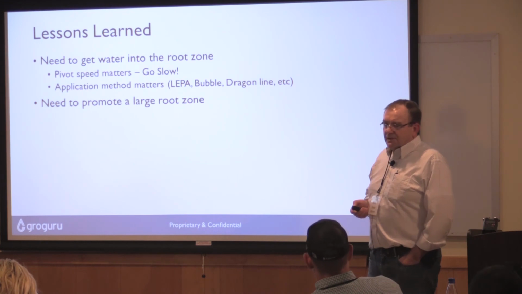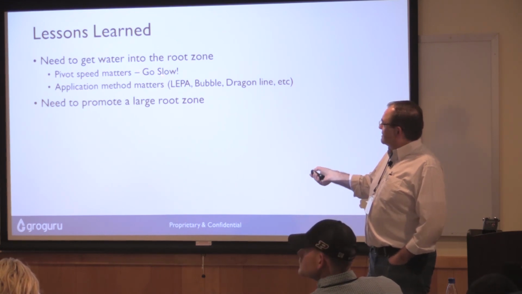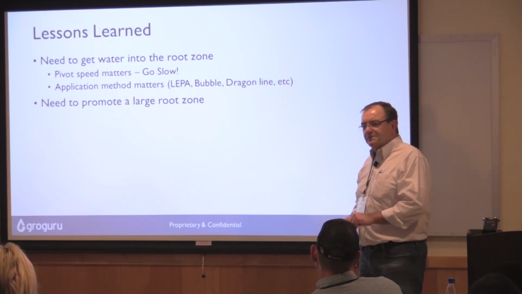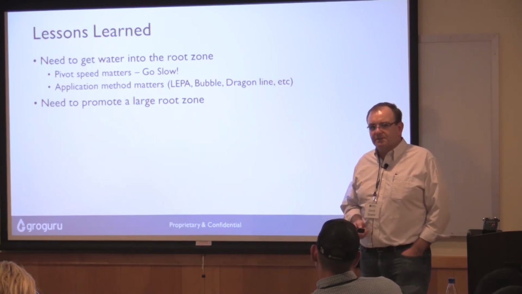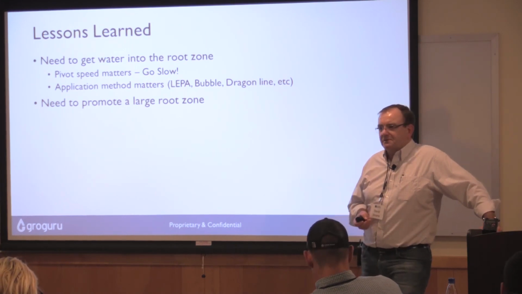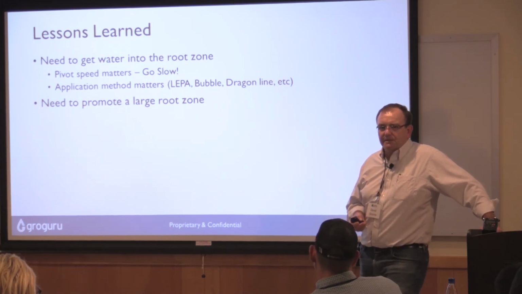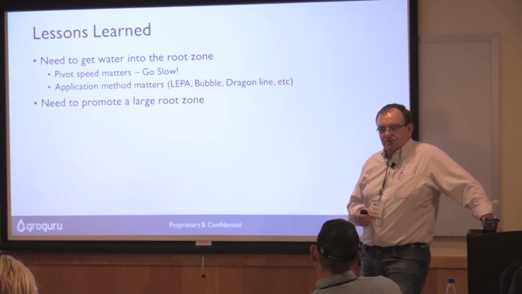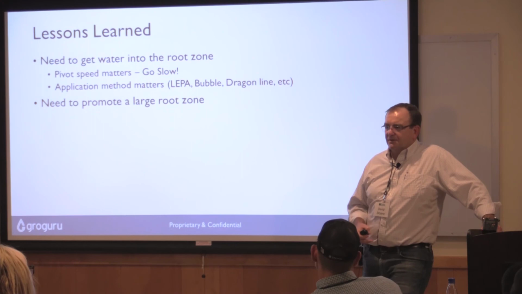We need to promote a larger root zone. Well, yeah, this going slow will promote a larger root zone. But roots grow into wet soil. So you can't just hold off and expect roots to grow there. You've got to have moisture in the soil to start with. So it may require some pre-irrigation to get it down there. And if you're going to pre-irrigate, my suggestion is you go slow and try and get it to go deep.